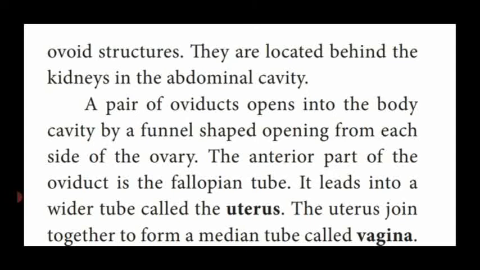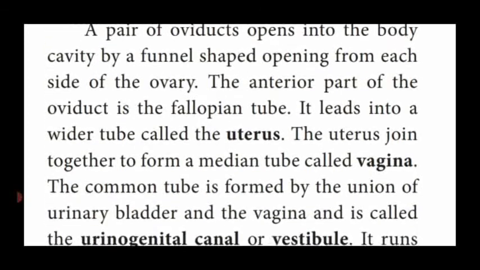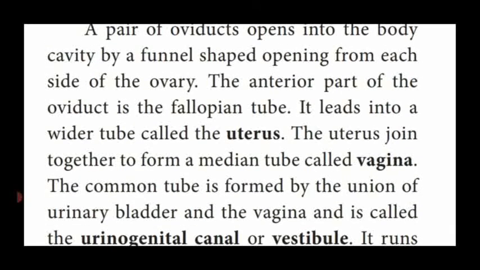The anterior part of the oviduct is called the fallopian tube. This fallopian tube leads into a wider tube called the uterus. Both the uteri are joined together to form a median tube called the vagina.